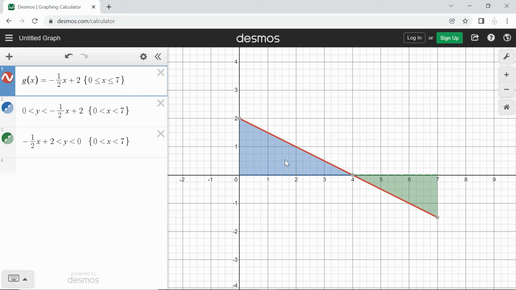Now, obviously, this first triangle that I drew is above the x-axis, so it's going to have a positive value. And the second triangle that I shaded is below the x-axis, therefore it has a negative value.